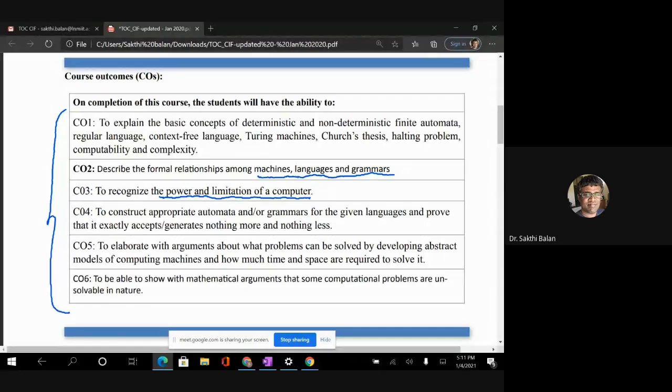And to construct appropriate automata and grammars for any given language, given a language, you will be able to construct a specific appropriate automaton or grammar and prove that it exactly accepts or generates nothing more and nothing less. These are some of the course outcomes that you will be able to achieve once you go through this course. You can go through it; I will not read it again.